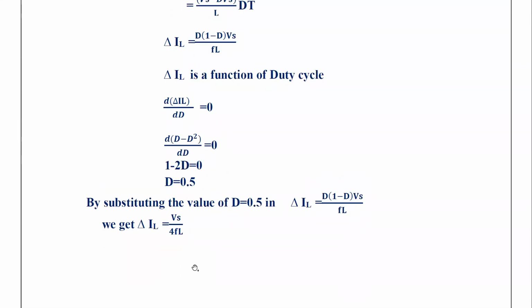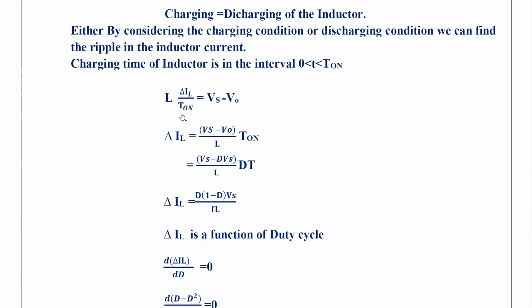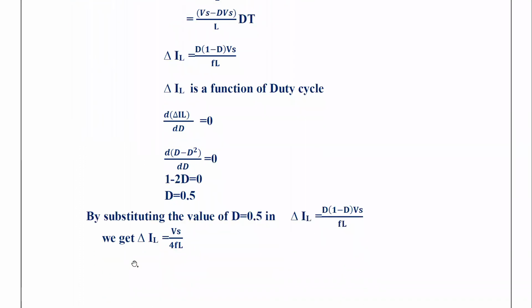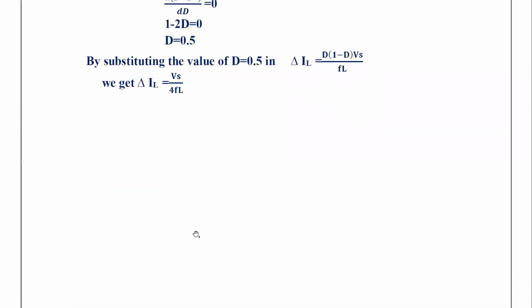You can calculate the ripple current by taking the discharging time also. It can be written as L into delta IL divided by T off is equal to minus V0, when you consider the discharging time of the inductor. Then also you will get the same expression. So the ripple current delta IL is equal to Vs by 4 into FL.